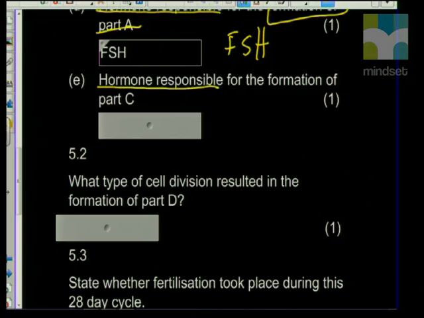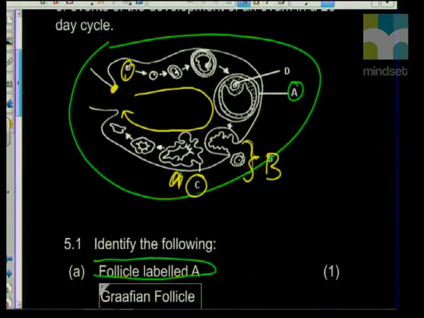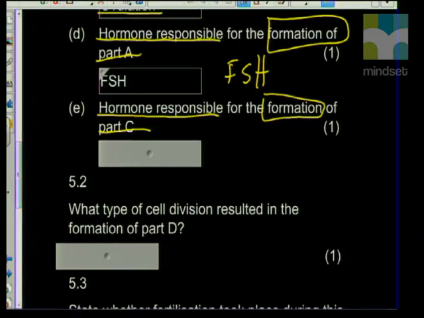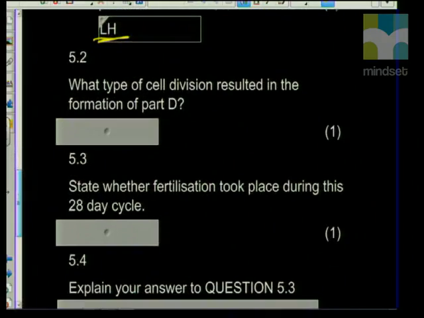Next one. The hormone responsible for the formation of part C. Let's see. Part C. Where's C? What makes it? What changes the Graafian follicle into the corpus luteum? It's in the name. Luteum. It's called your luteinizing hormone, or LH. Luteinizing hormone or LH. Very simple, very easy.